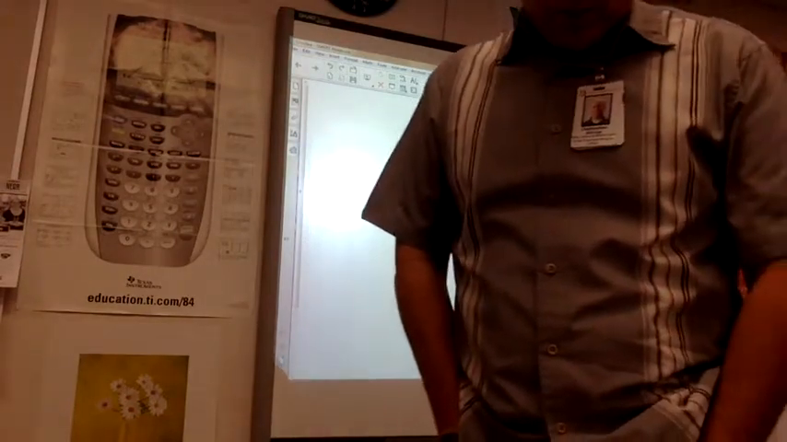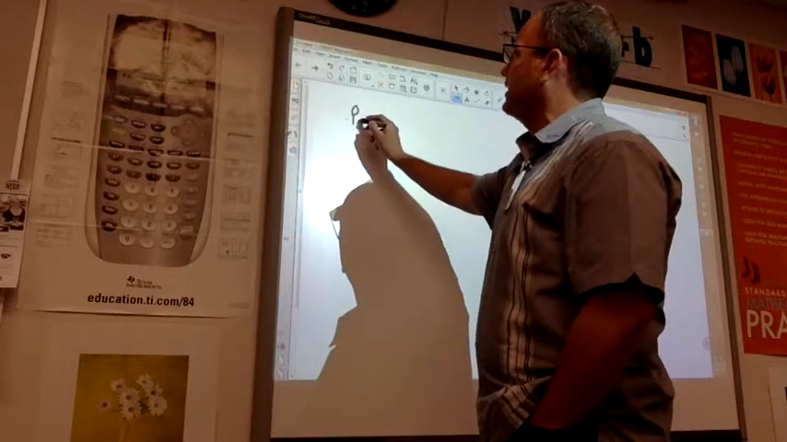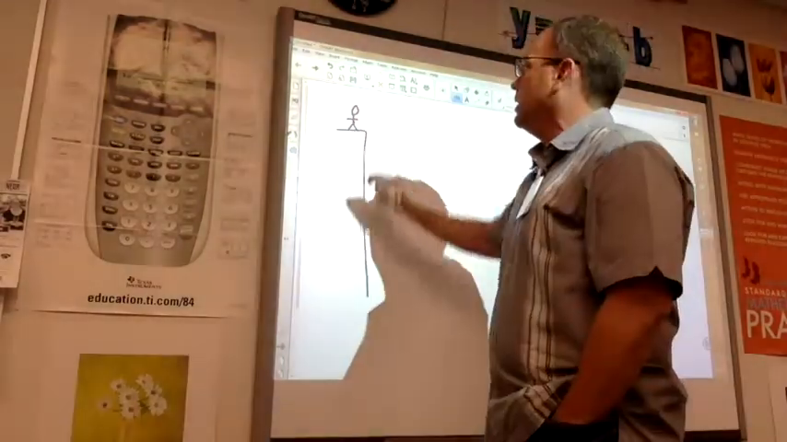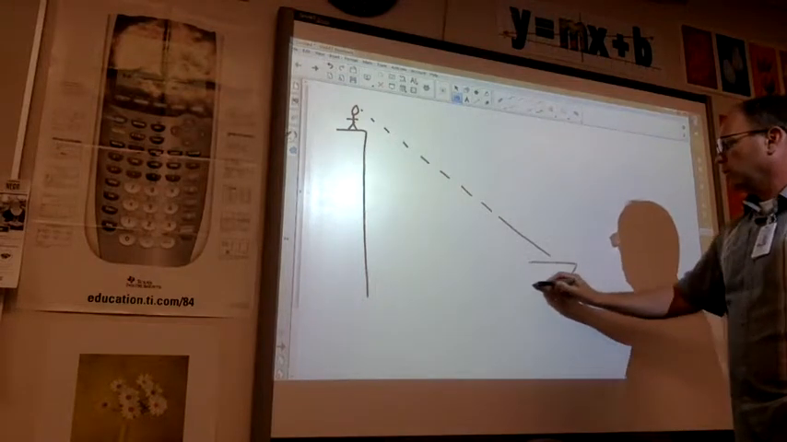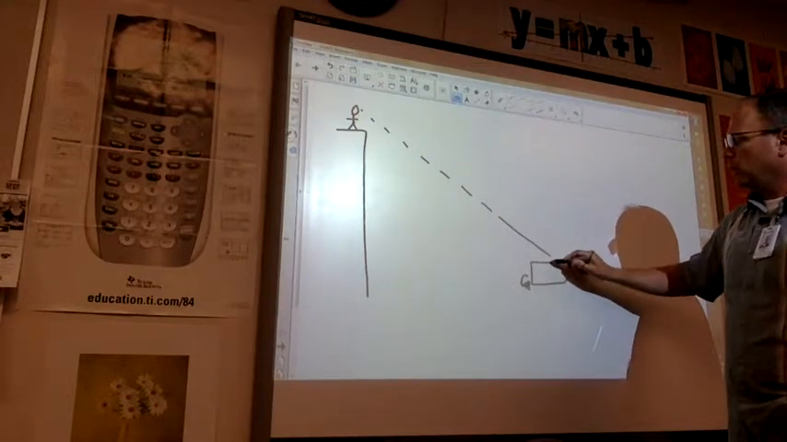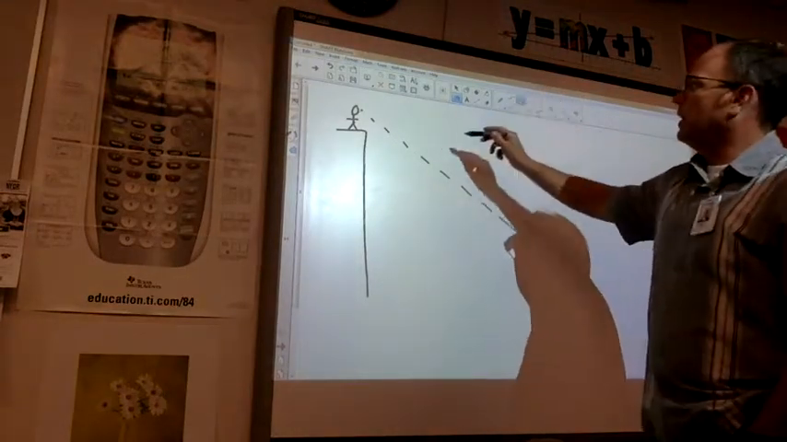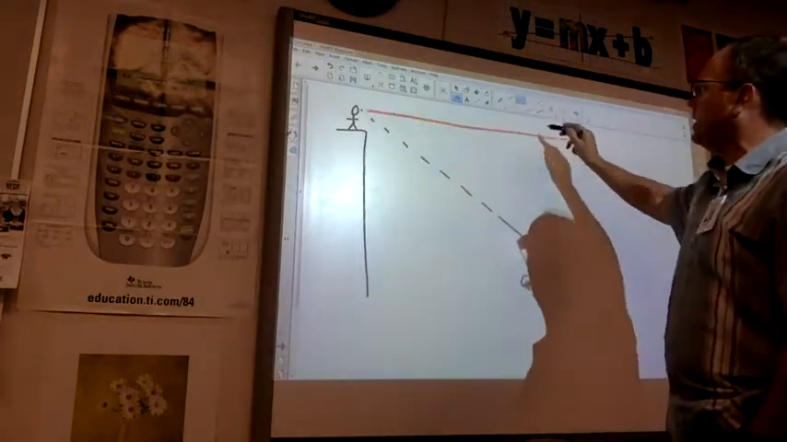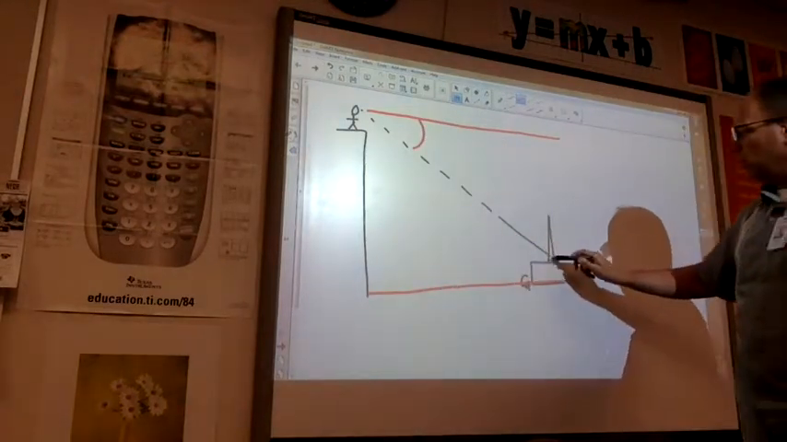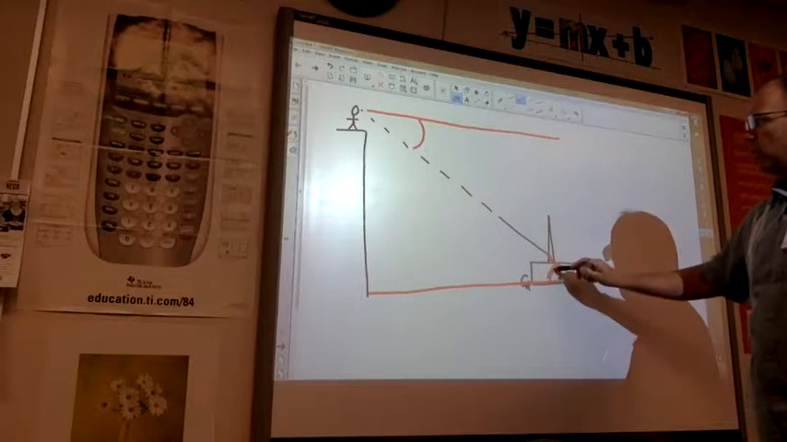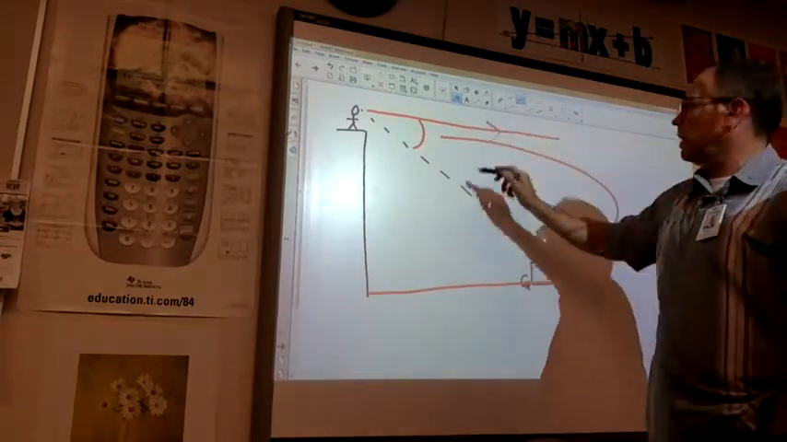Number 19. Okay, so we did it before, but I'll do it again. You've got a guy standing at the top of this lighthouse. He's looking down, seeing a boat. Let's just pretend I could draw a really cool boat, maybe with a sail on it. The angle of depression is this angle right here. The angle of depression will also be the same as this angle down here. These are the same because of parallel lines.